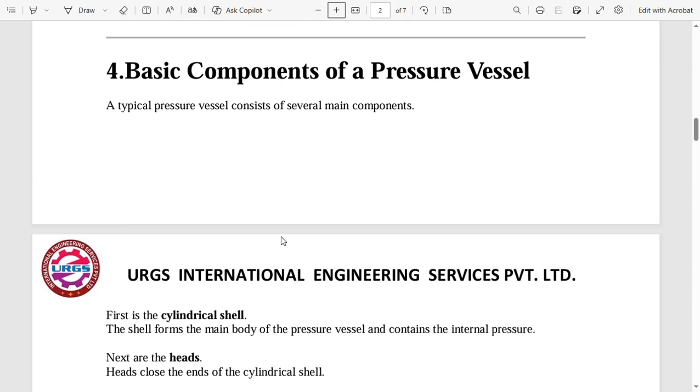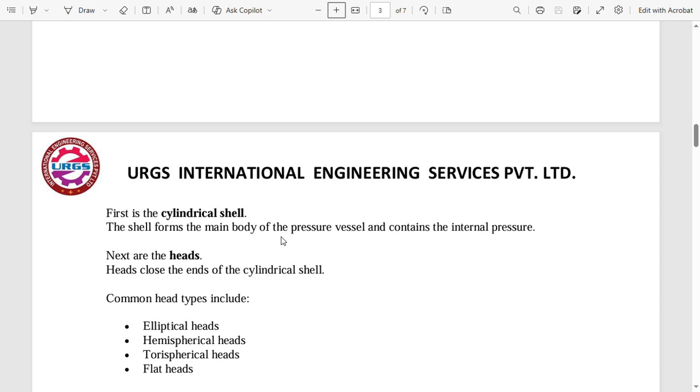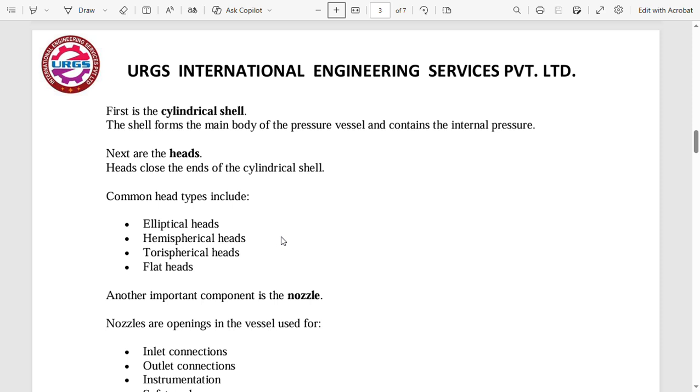Now basic components of a pressure vessel. A typical pressure vessel consists of several main components. First is the cylindrical shell. The shell forms the main body of the pressure vessel and contains the internal pressure. Next are the heads. Heads close the ends of the cylindrical shell.